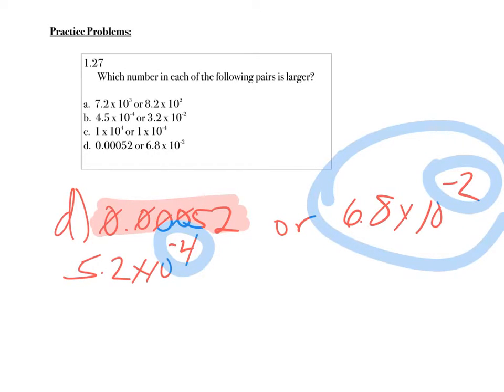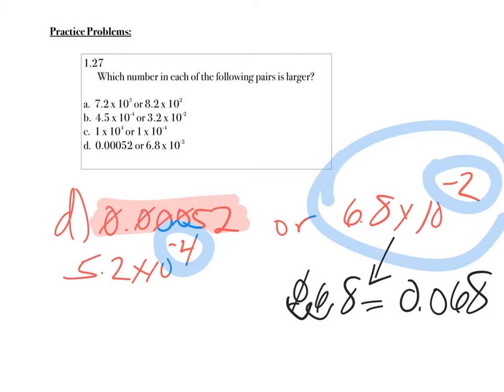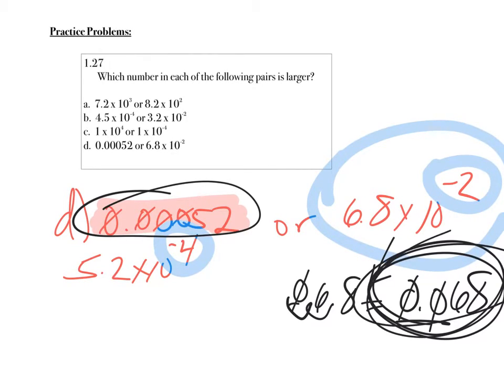Or you could convert the 6.8 into standard notation, and you have 6.8, move it to the left 2 times. You've got 1 empty space, so you've got a 0 there, 0.068. Compare that to this number here. Since this has fewer zeros, that is your bigger value. So out of all of these, the bigger ones, you've got 6.8 times 10 to the negative second, 1 times 10 to the 4th, 3.2 times 10 to the negative second, and 7.2 times 10 to the 3rd.